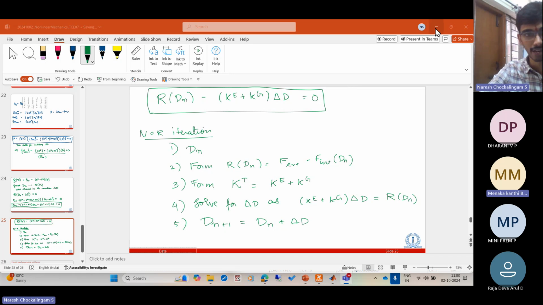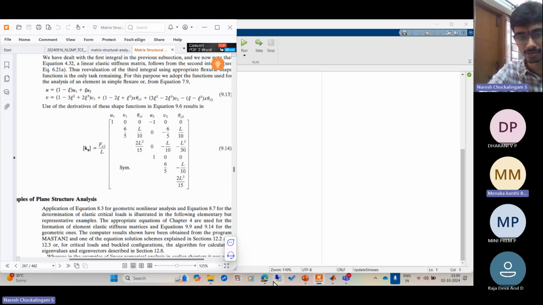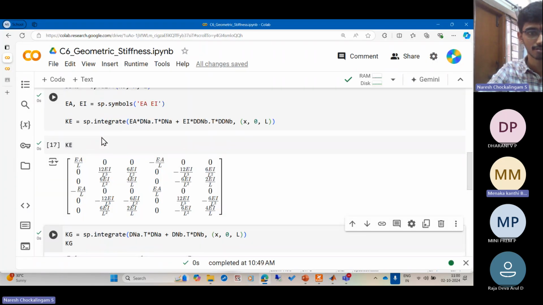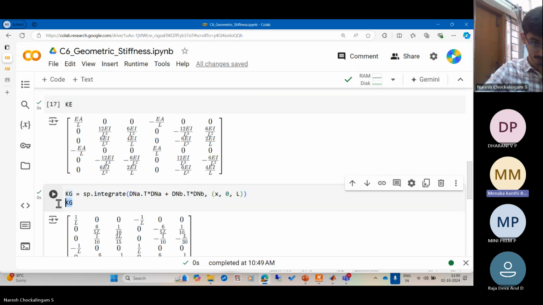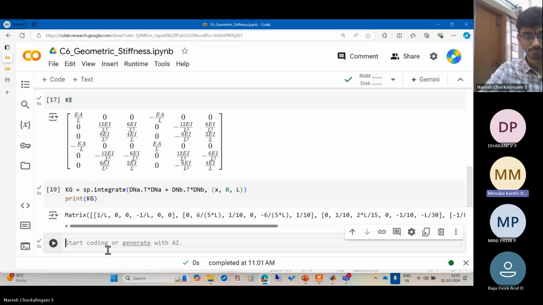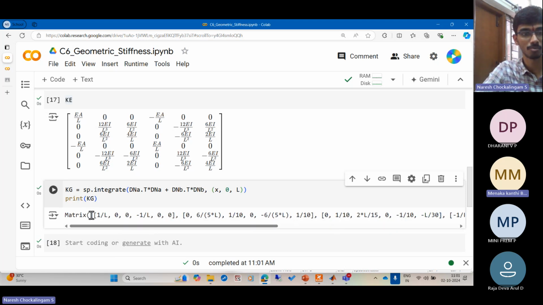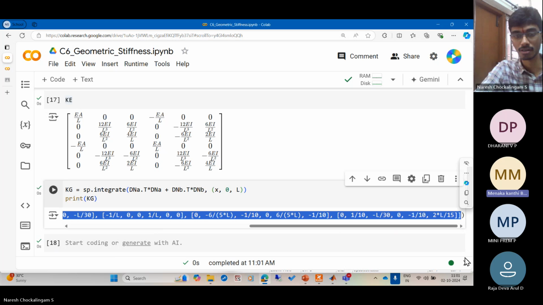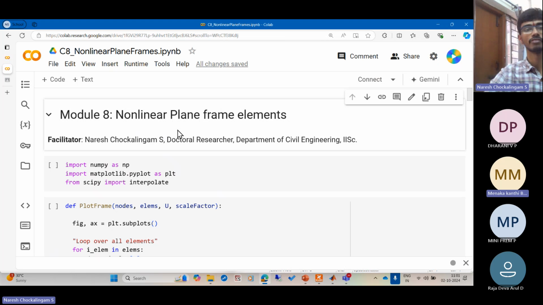Now let's go to the frame code that we have. I've already posted it in today's session. So this is done. This is the geometric stiffness we want. I can say print kg. Right, this is the geometric stiffness. Let me just copy this so that I'll use it in my code. So this is just a copy of the linear frame element code.